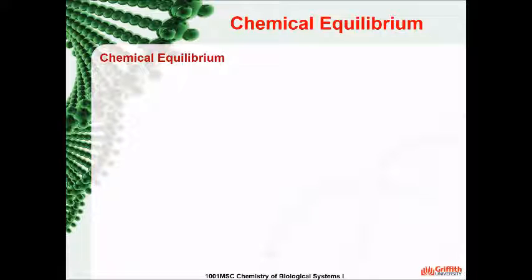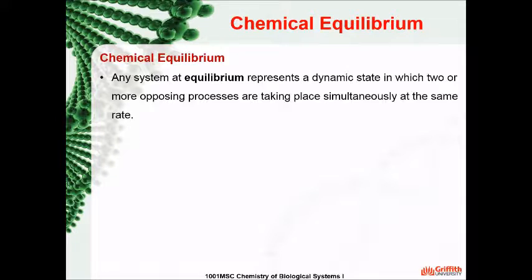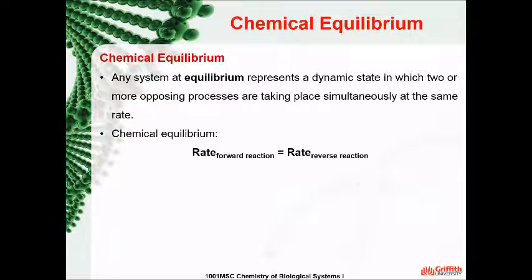So we can summarize all this by saying, any system at equilibrium represents a dynamic state in which 2 or more opposing processes are taking place simultaneously at the same rate. The chemical equilibrium represents the rate of the forward reaction equal to the rate of the reverse reaction.